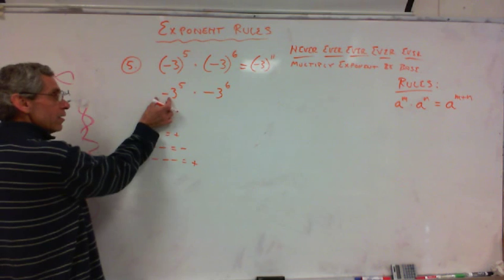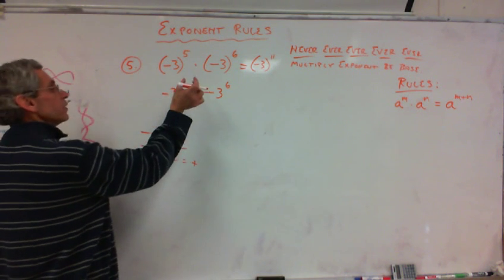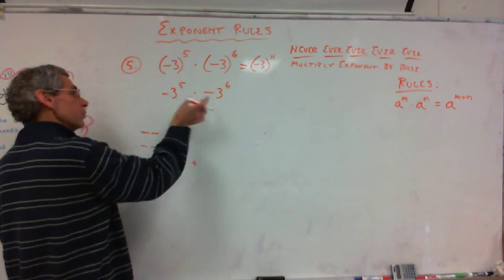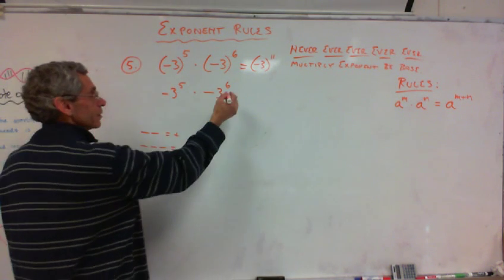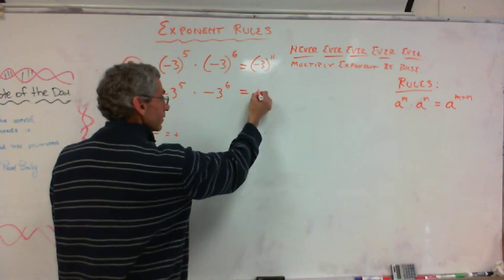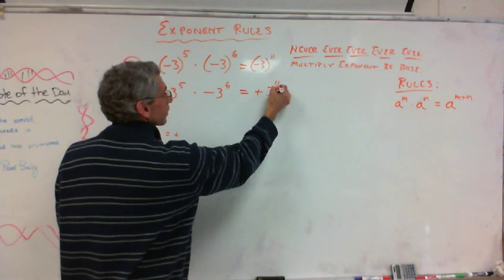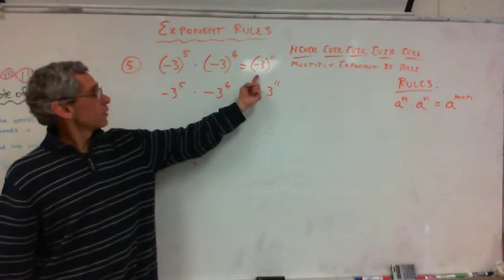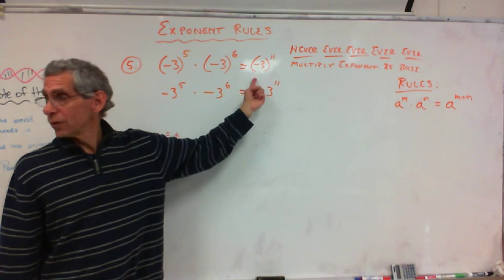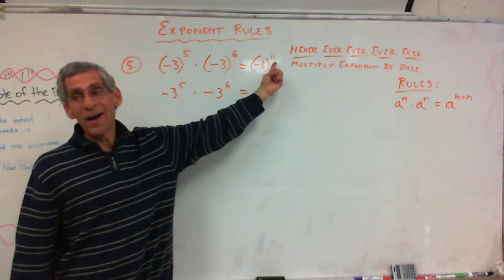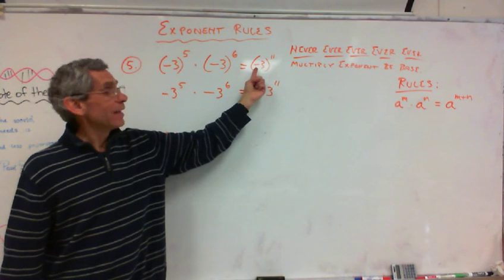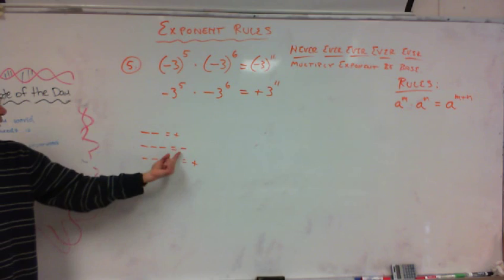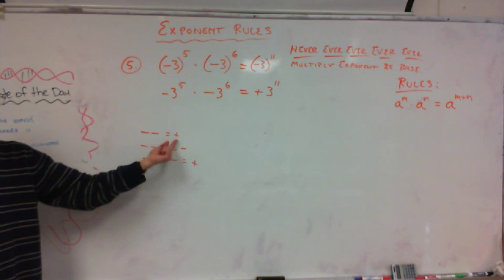So it's negative times 3 to the 5th times negative times 3 to the 6th. So I can put the two negatives together. Negative times negative is a positive. So then I know it's going to be positive, and then it's 3 to the 11th. See how that is? Will this be positive or negative if I multiply that out? It has an odd number of negatives, right? The odd number will give you a negative, an even number will give you a positive, right?